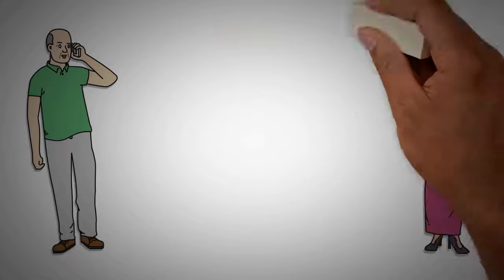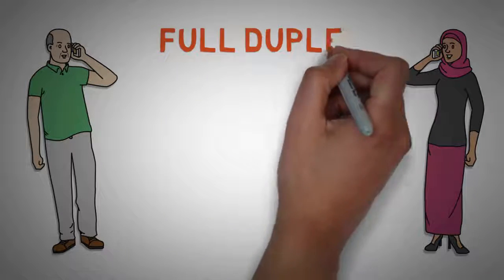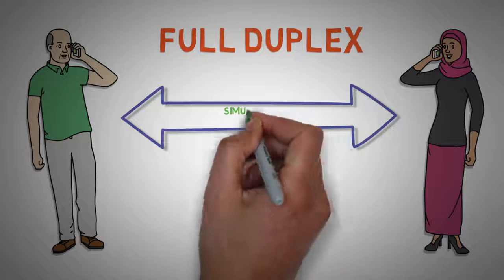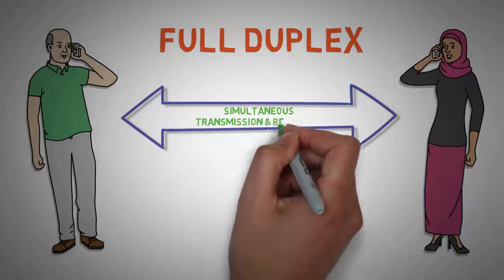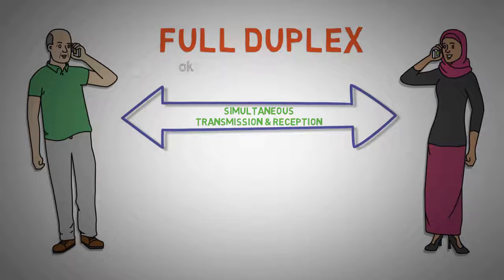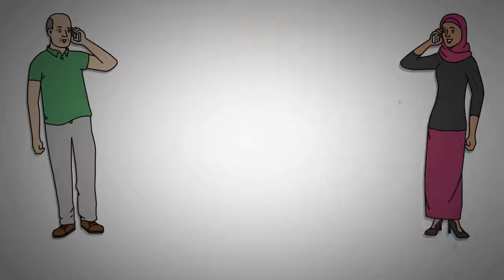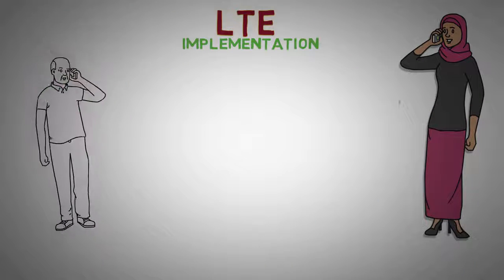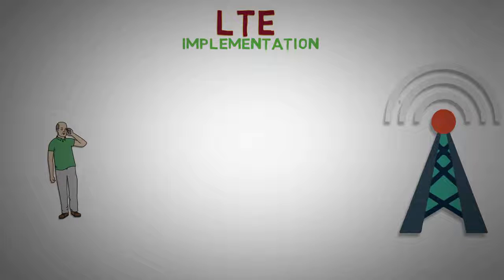Now, let us look at the second mode of communication, full duplex. It stands for simultaneous communication between two parties, which means both parties can interact freely. Now let us see how it is implemented in LTE, long-term evolution.